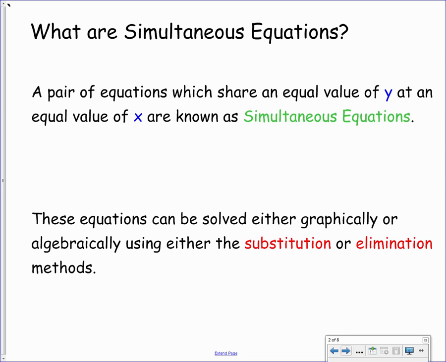First of all, what actually are simultaneous equations? Well, any pair of equations that share an equal value of y at an equal value of x are known as simultaneous. What this basically means is that the two equations pass through one coordinate, i.e. a point of intersection. So these types of equations can be solved either graphically or algebraically using two different methods, substitution and elimination, and we'll look at these a wee bit further on. Pause the video just now and write this into your notes jotter.